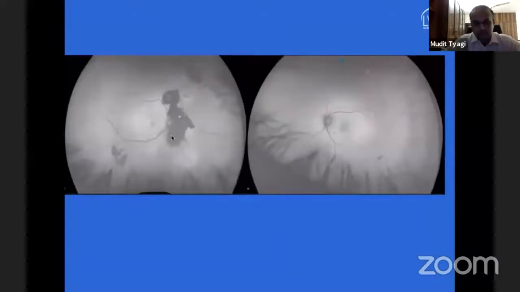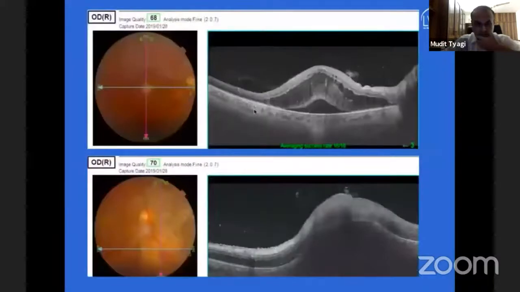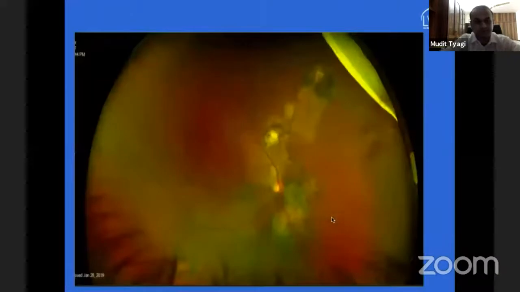Autofluorescence revealed the presence of this hypoautofluorescent area along with some hyperautofluorescence inferiorly and this choroidal lesion with hyperautofluorescent margins superiorly. An OCT through the macula revealed the presence of cystoid macular edema, and an OCT passing through the granuloma revealed the presence of a choroidal lesion over here with AC cells and a picture which was classic of a choroidal granuloma.